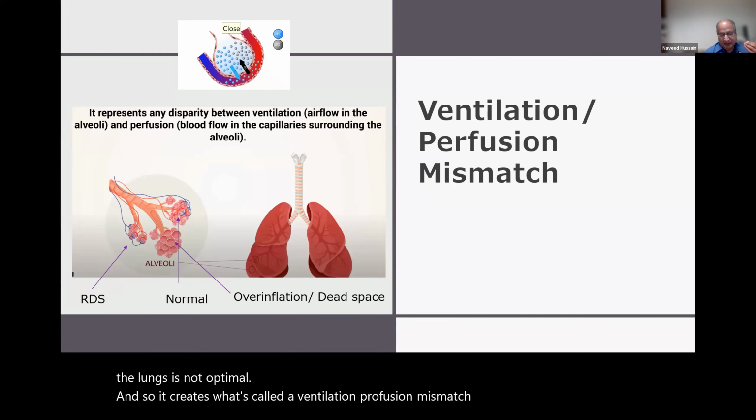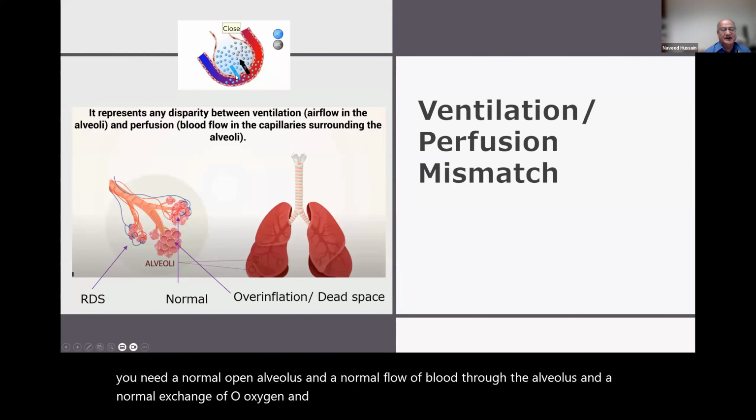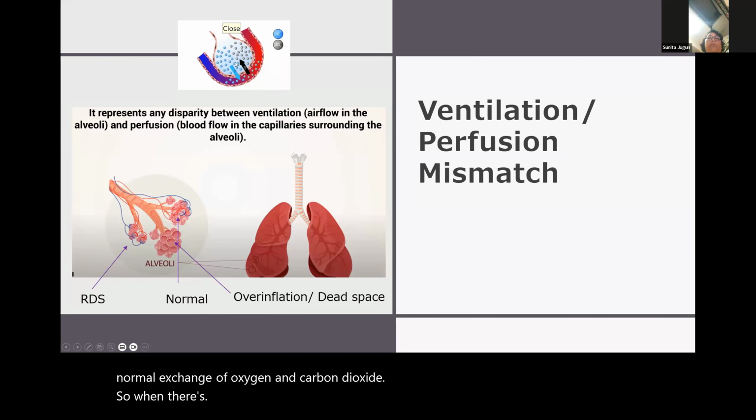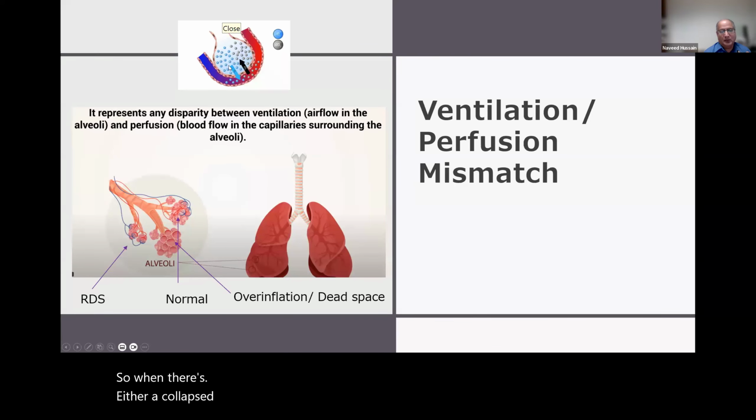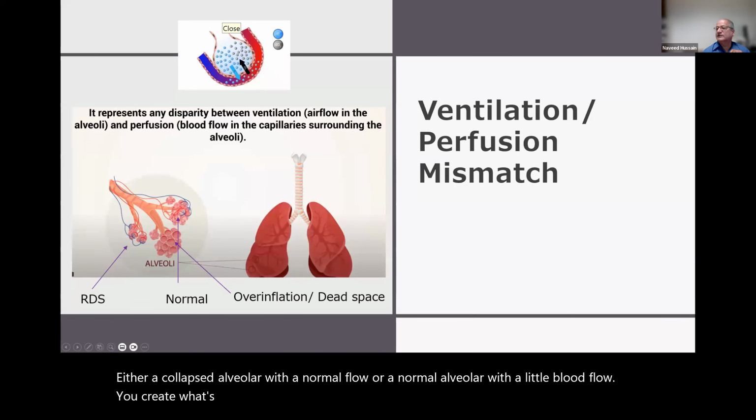So for optimal breathing, you need a normal open alveolus and a normal flow of blood through the alveolus and a normal exchange of oxygen and carbon dioxide. So when there's either collapsed alveoli with normal flow, or normal alveoli with little blood flow, you create what's called a VQ mismatch.